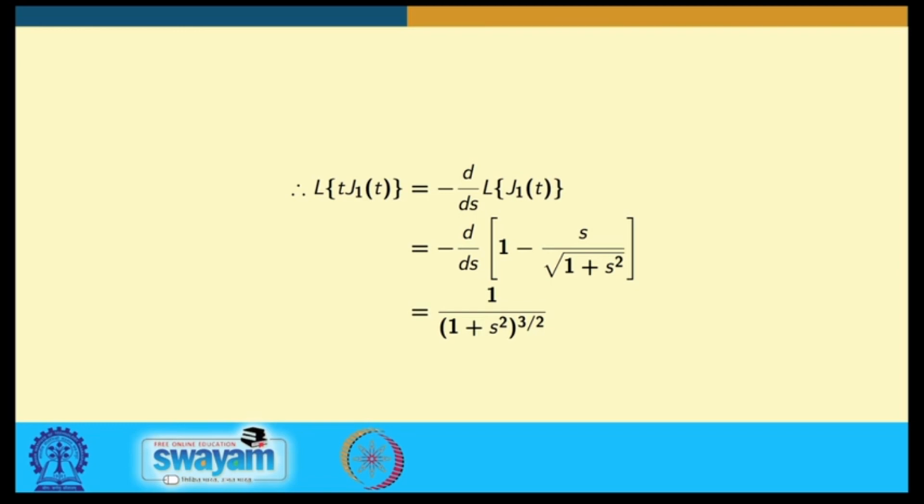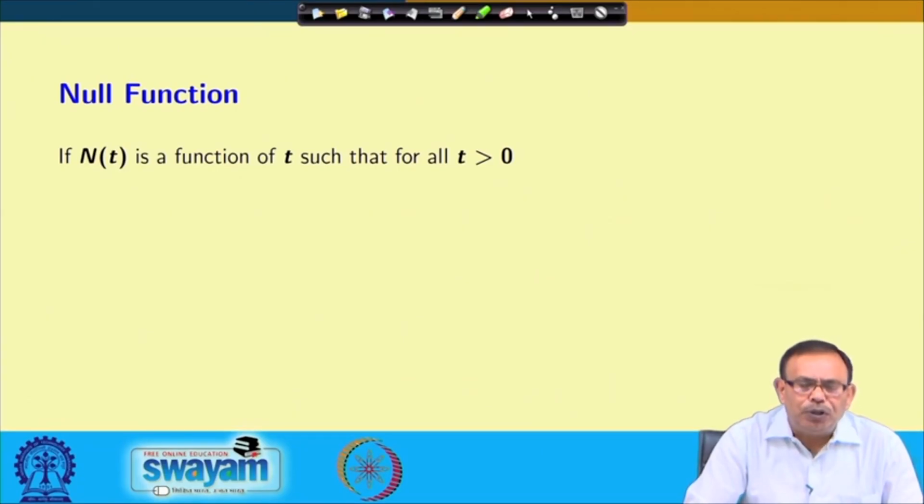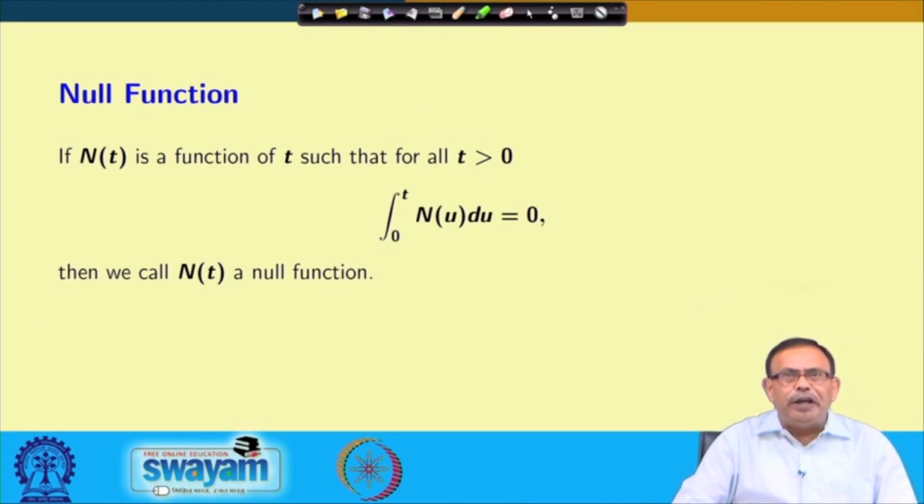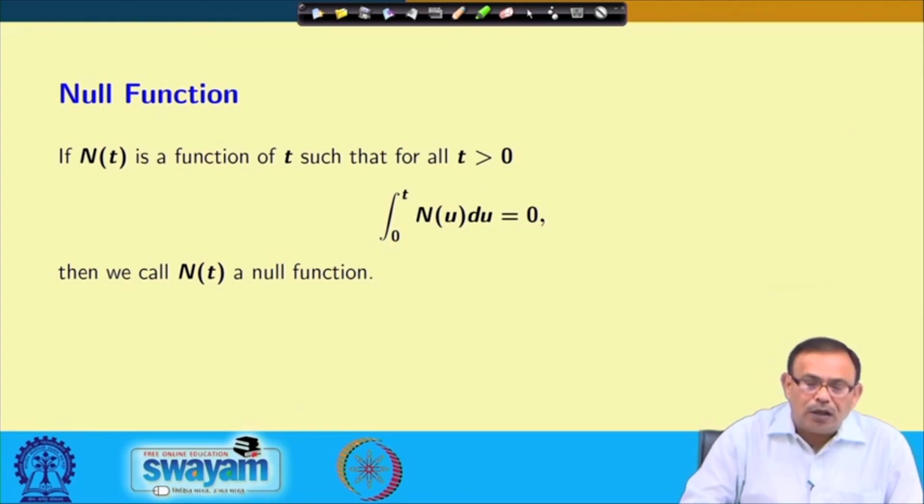Let us see a function which we call a null function. If n(t) is a function of t such that for all t greater than 0, the integral from 0 to t of n(u) du is equal to 0, then we call n(t) a null function. Please note this one. If n(t) is a function of t such that for all t greater than 0 the integral from 0 to t of n(u) du equals 0, then we call n(t) a null function.